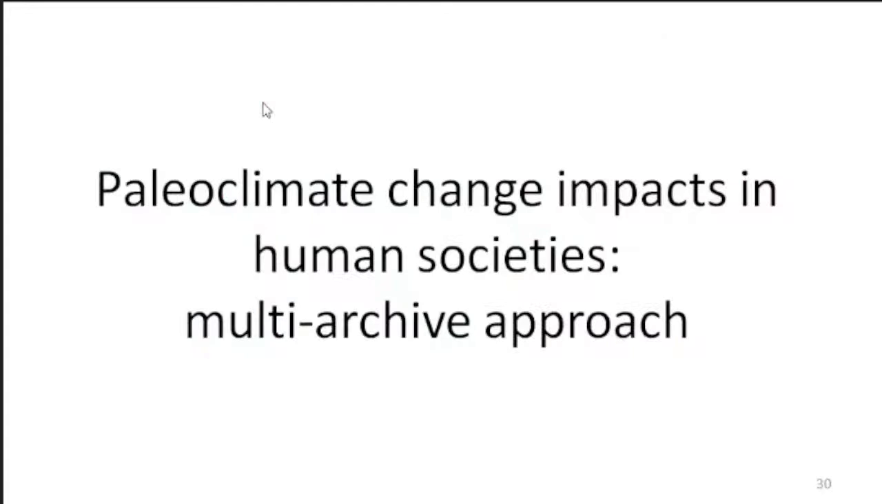So when we think about the human societies and the impacts of climate and also environmental change, how can you use a multi-archive approach to talk about it?